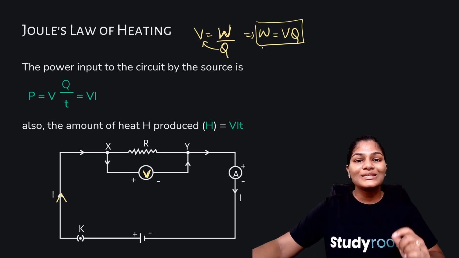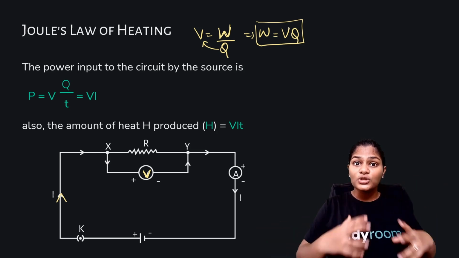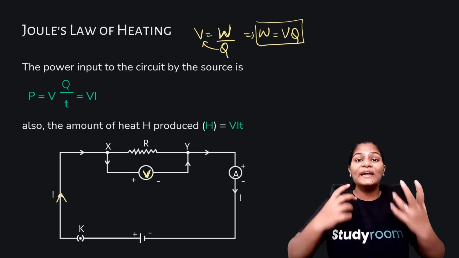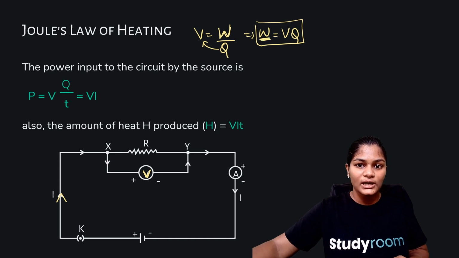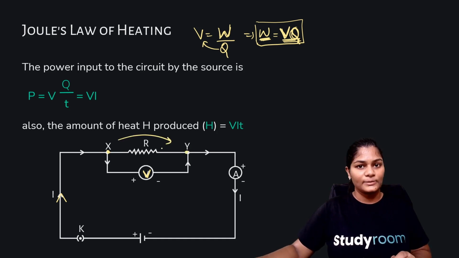Now, what does this W mean? This W basically means that the battery, or whatever the source of potential difference is, the initial source, the main source, has to do a work. See, look at this. It has to do a work which is equal to VQ to take this Q charge from one point to the other where the potential difference is V. That is from point X to point Y, right, across R.